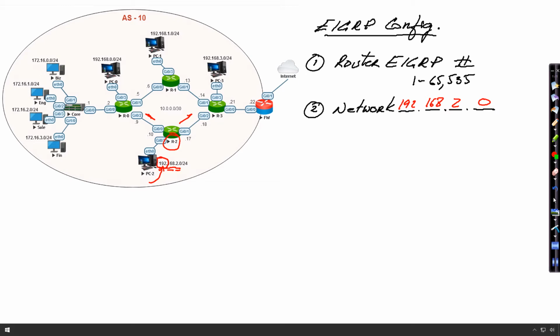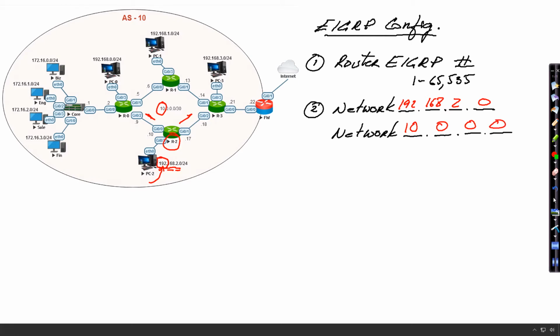Next are the 2 networks that point to router 0 and router 3. We also want to enable those so we can become adjacent with them. So network, and both of these networks are on the 10 network. EIGRP will look at it, that is a class A, so you only have to type in 10.0.0.0.